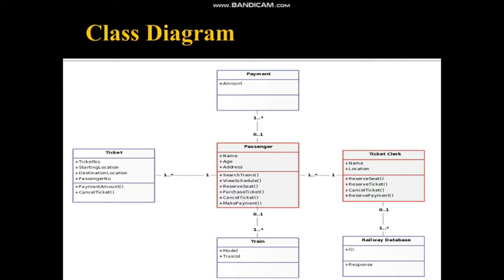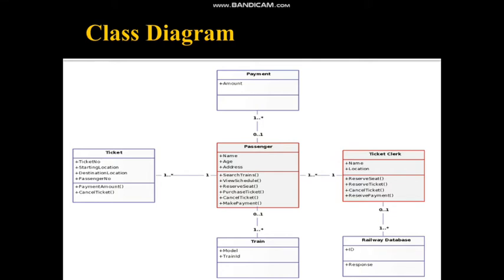Here the passenger class has 3 attributes and 6 operations. We have 6 classes: payment class, ticket class, passenger class, ticket clerk class, train class and railway database class. Each class has its own unique attributes and operations. A class may be involved in one or more relationships with other classes. And multiplicity is how many objects of each class take part in the relationship.